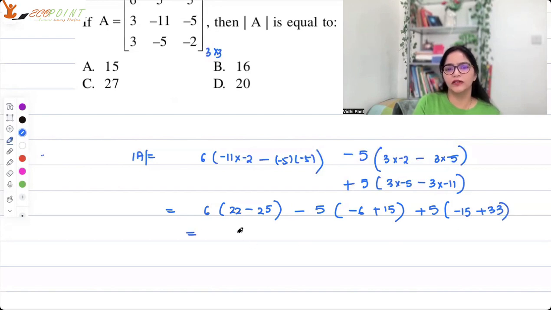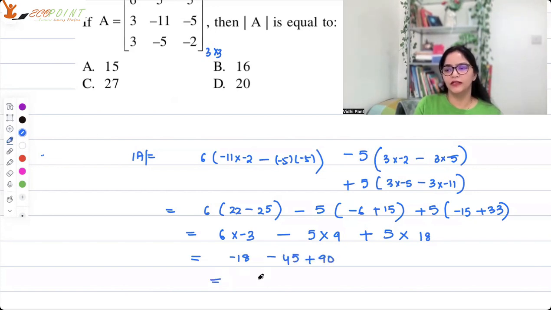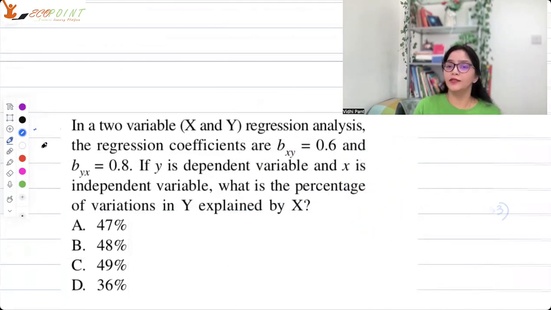So what you will get here is 6 into minus 3, minus 5 into 9, plus 5 into 18. So this gives you minus 18, minus 45, and plus 90. So this gives you the answer.